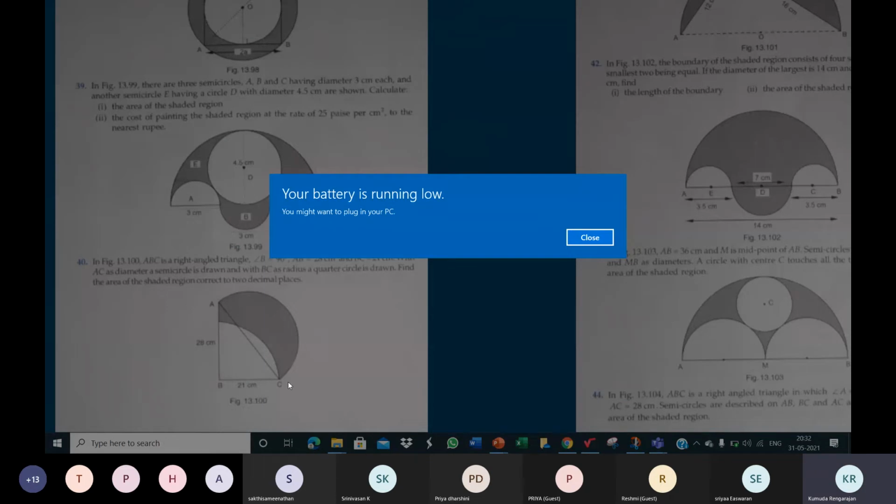So BC is the radius. BA is not the radius. It's beyond the radius. Give me a minute, children.